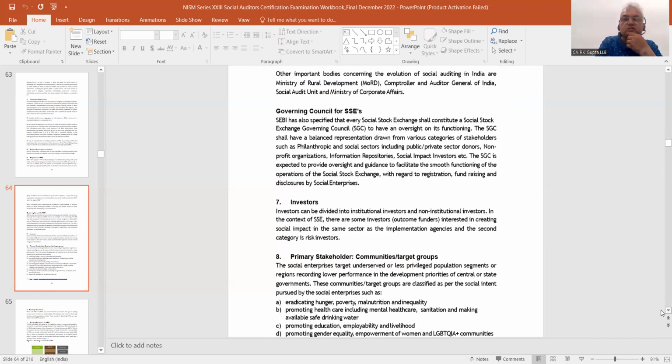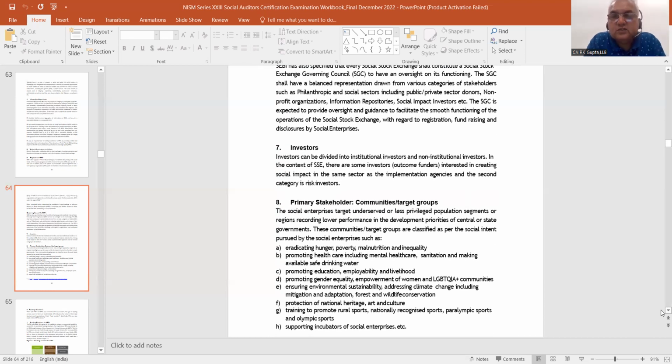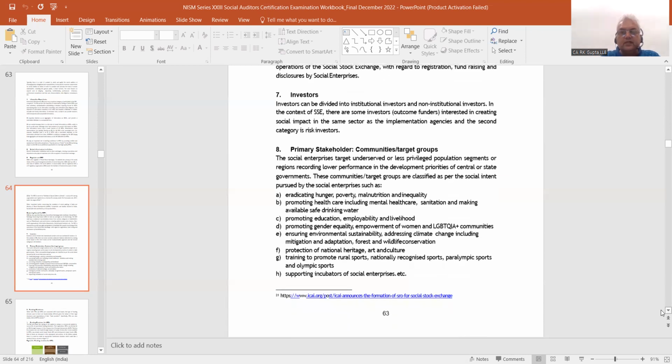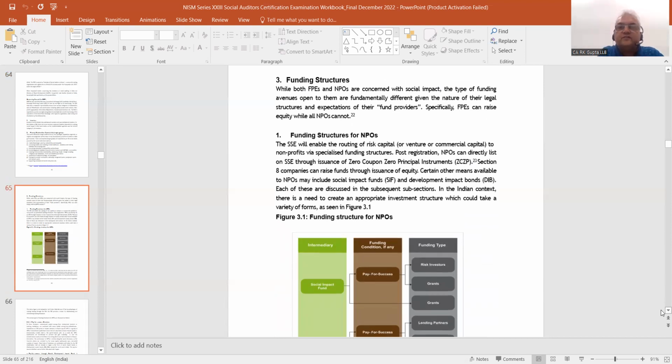Now these primary stakeholders: communities or target groups. The social enterprises target underserved or less privileged population segments or regions recording lower performance in the development priorities of central or state governments. These communities or target groups are classified as per the social intent pursued by the social enterprises, and then they are again given the sustainable development goals. So this is something similar.